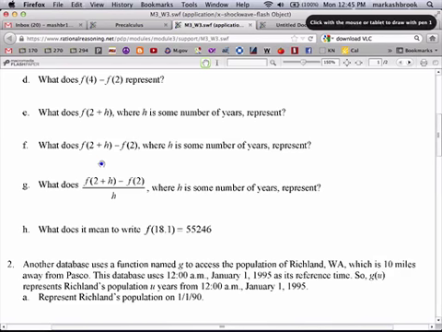So remember, what kind of thing do we get if we take a population at some point in time and subtract a population at an earlier point in time? What kind of quantity do we get? We get a change in population. So this is the change in population.